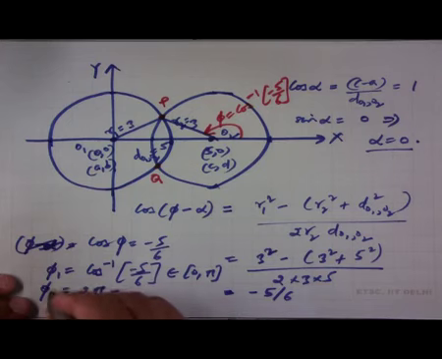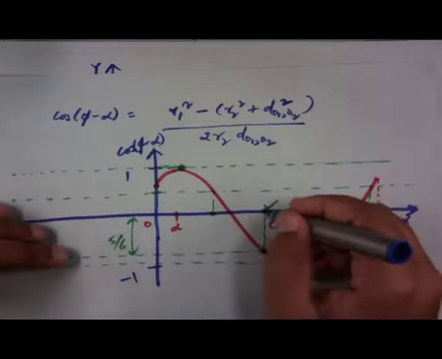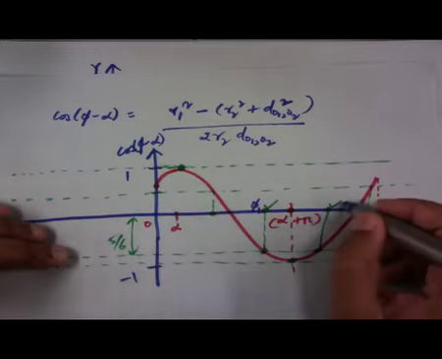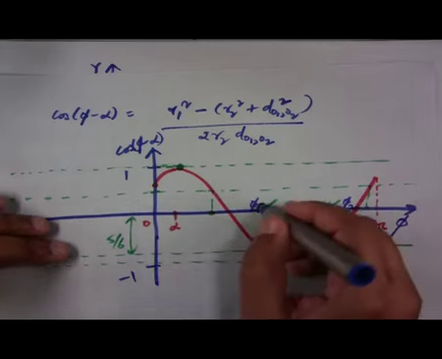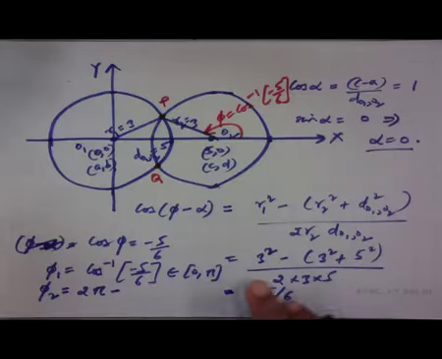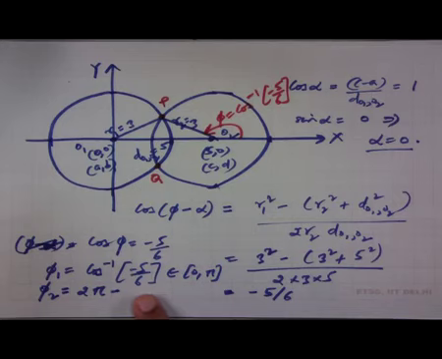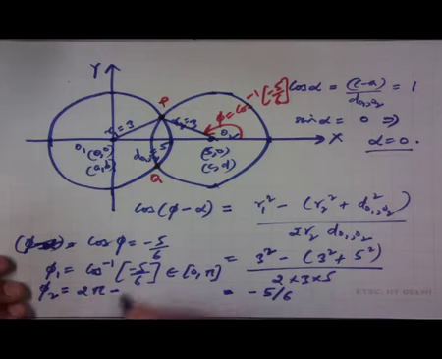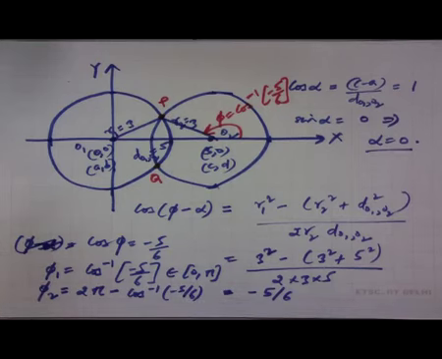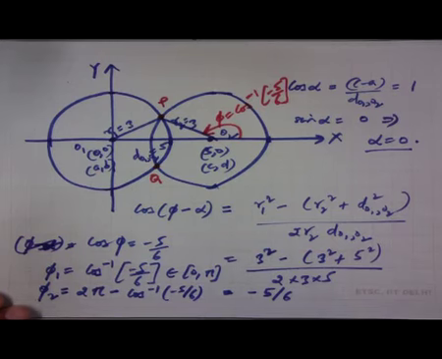So, let this be phi 1 and this be phi 2, because we saw that there will be two solutions. So, we will denote this one by phi 1 and this one by phi 2. So, phi 1 is equal to cos inverse of minus 5 by 6, and phi 2 will be equal to 2 pi minus cos inverse of minus 5 by 6.